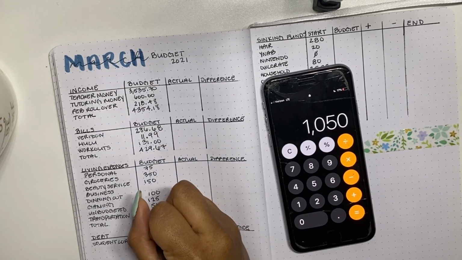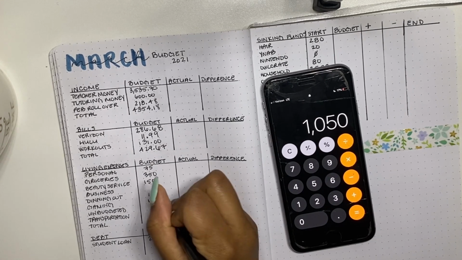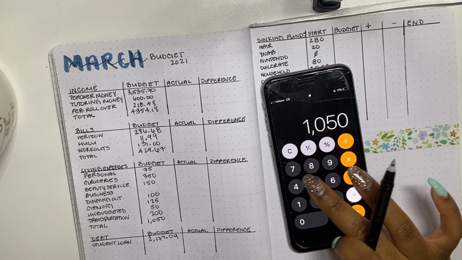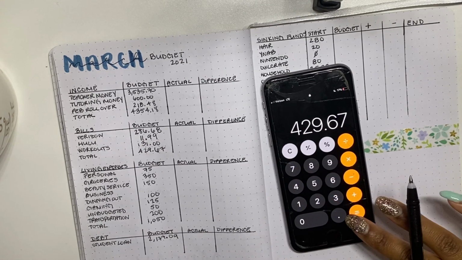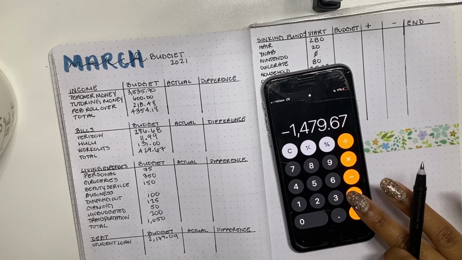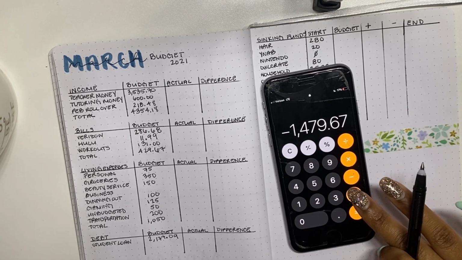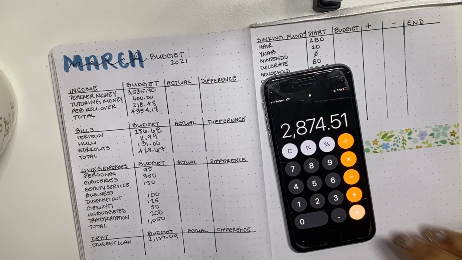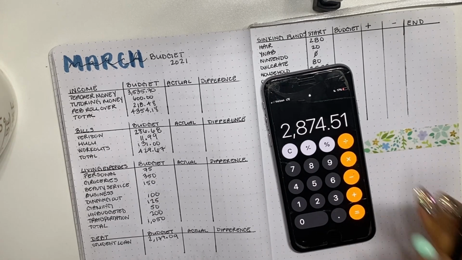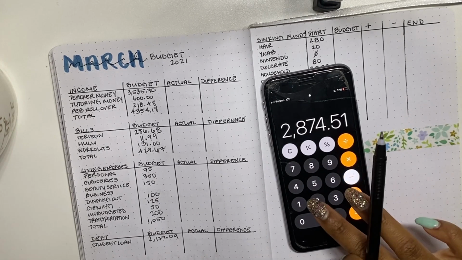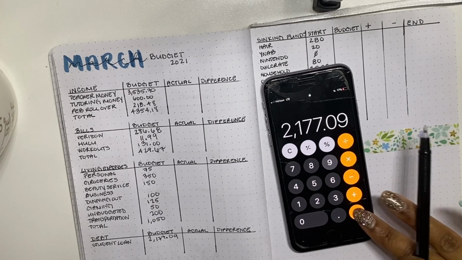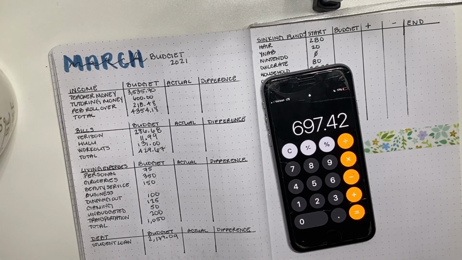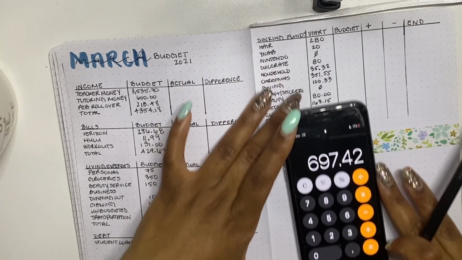So $1,000 and an extra $50. Oh, for unbudgeted. Okay. $1,050. So if I add that with the $429.67 and I subtract that from my budgeted income, we have $2,874 left, which means I would have $697 to put in business and into the sinking funds. So let's do the sinking funds next and see if we can work with something.